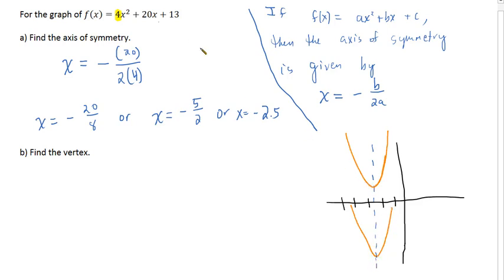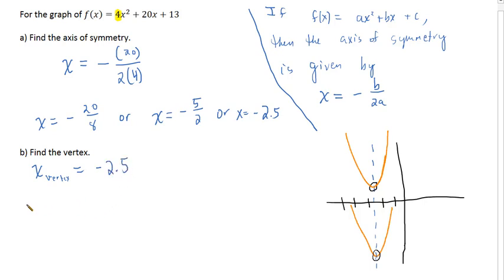Now, of course, that tells us that the vertex must also be on that axis of symmetry. And so if we find the axis of symmetry, we know the x-coordinate of the vertex. So then, to find the vertex, well, we already know the x-coordinate. The x-coordinate of the vertex is negative 2.5.